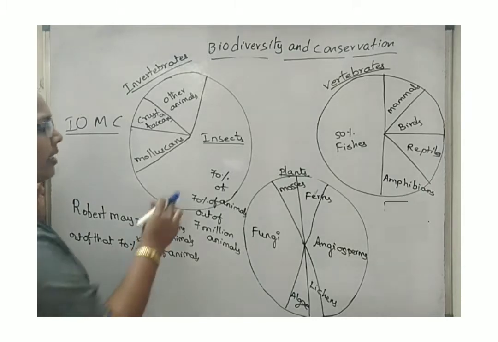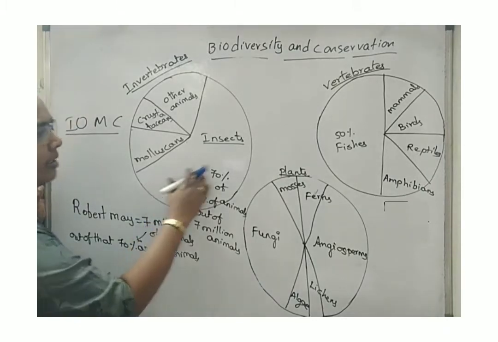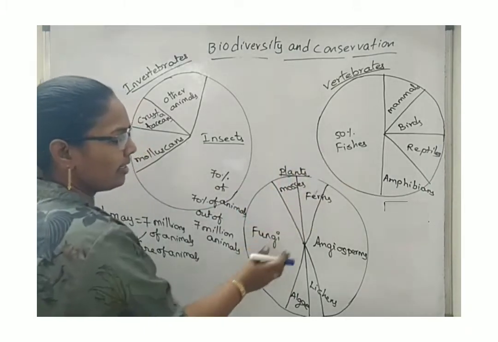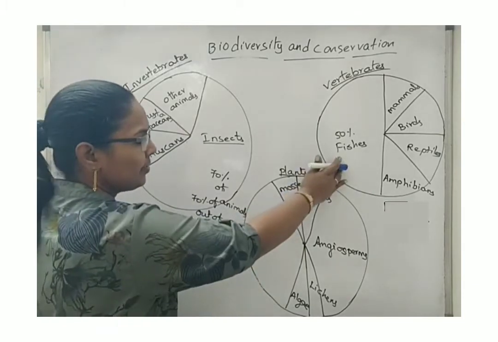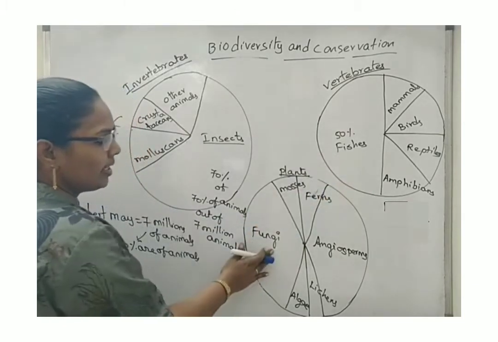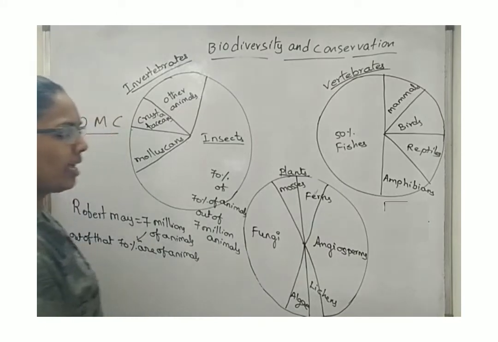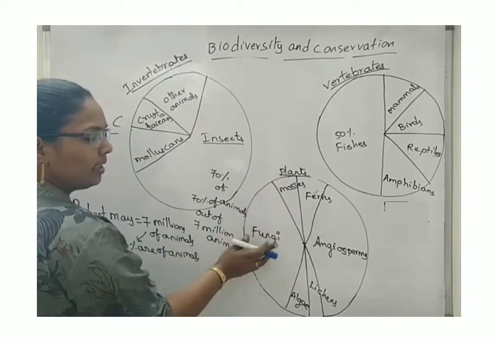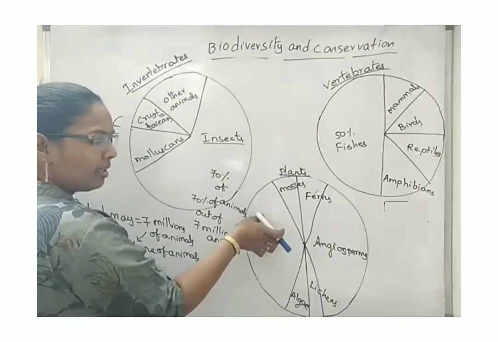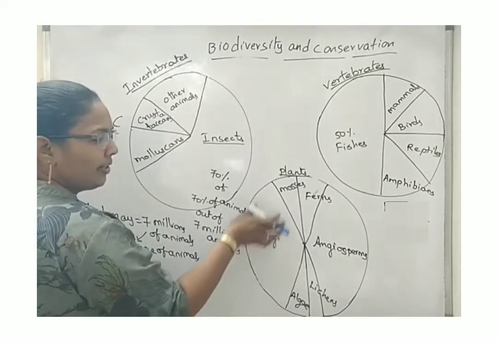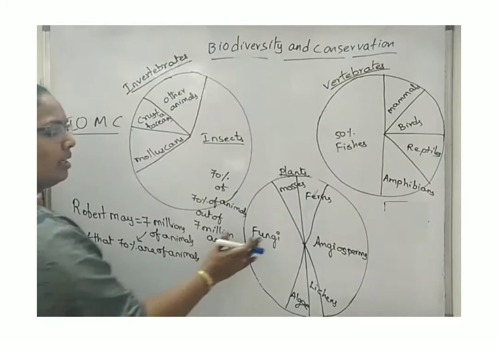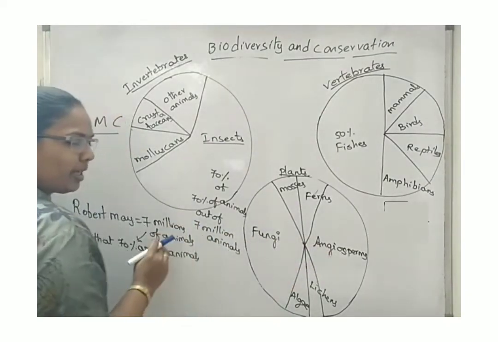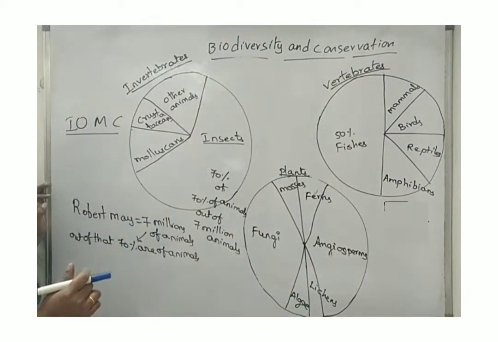What is important here is the percentage of insects. Next are fishes, which constitute 50%, and next are fungi and angiosperms. Though fungi are not studied under the plant kingdom, when the total composition of plants and fungi is counted in percentages, fungi and angiosperms take an equal percentage in the ecosystem or in the globe.